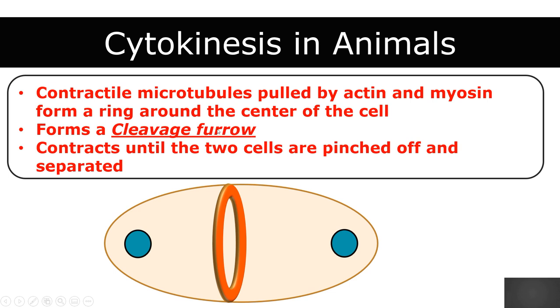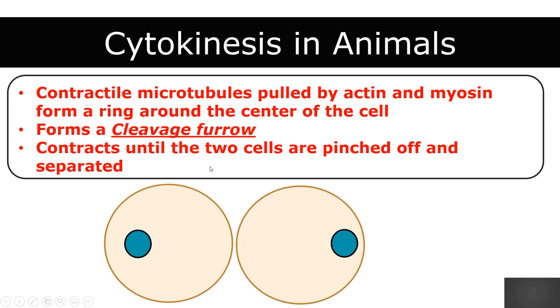And so it's like a tie, like a necktie, right? That's made out of microtubules. And that necktie is wrapped around the cell, say it's like a balloon. And then the actin and myosin are going to pull in, they're going to tighten that necktie and form that cleavage furrow. And when it contracts, it's going to pinch off the two cells and separate them from one another. So that's what's giving you the two cells in animals.